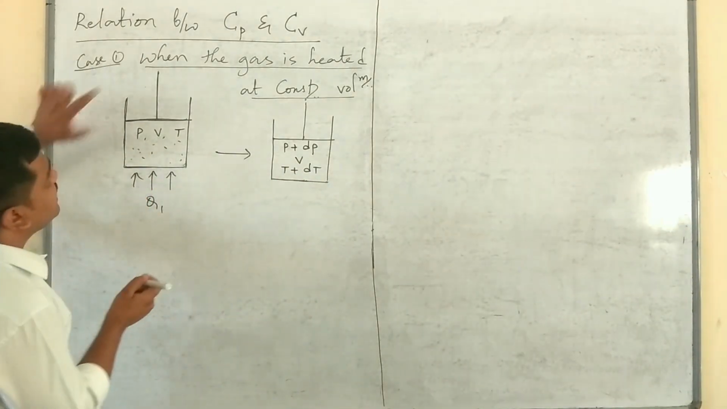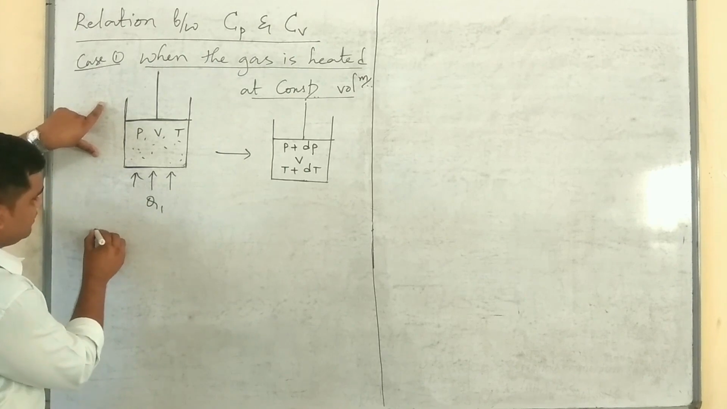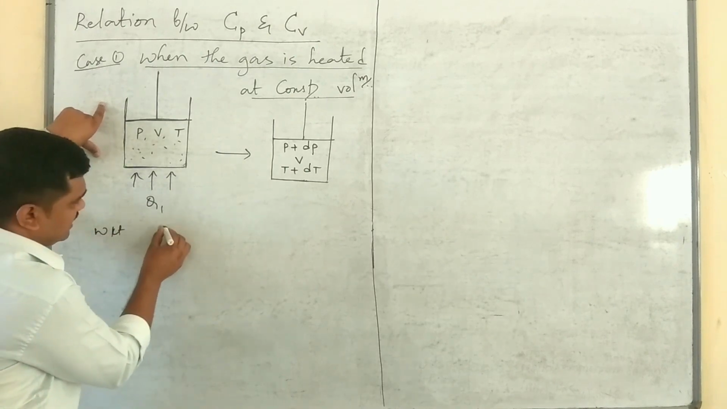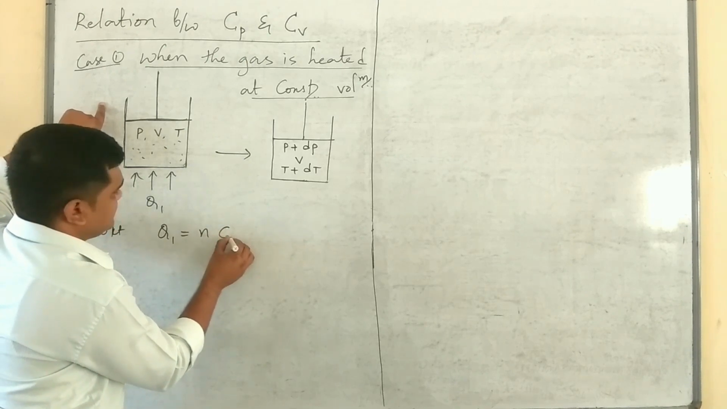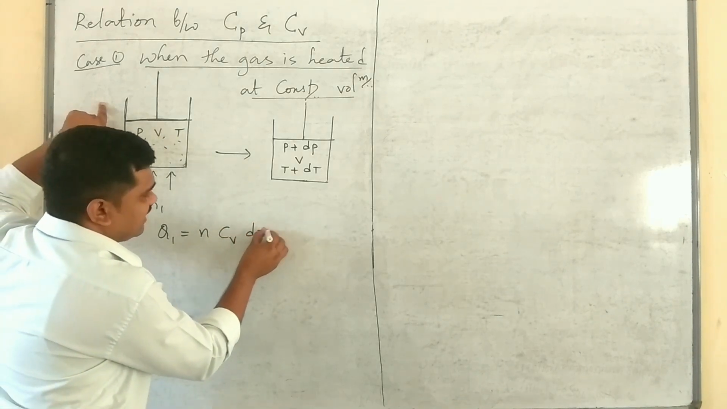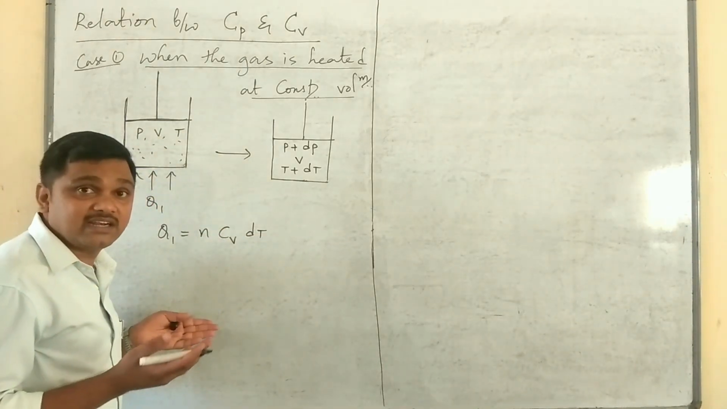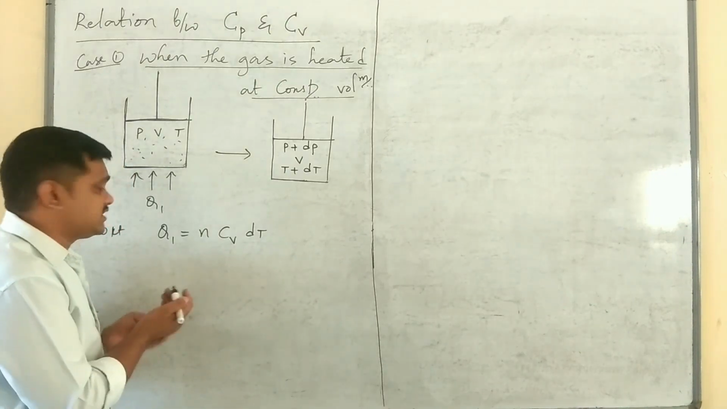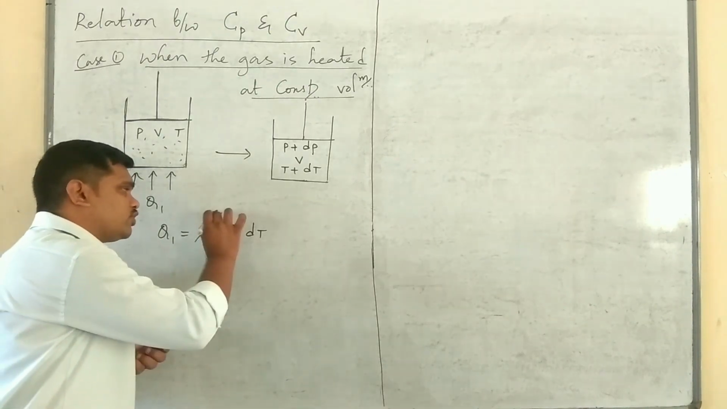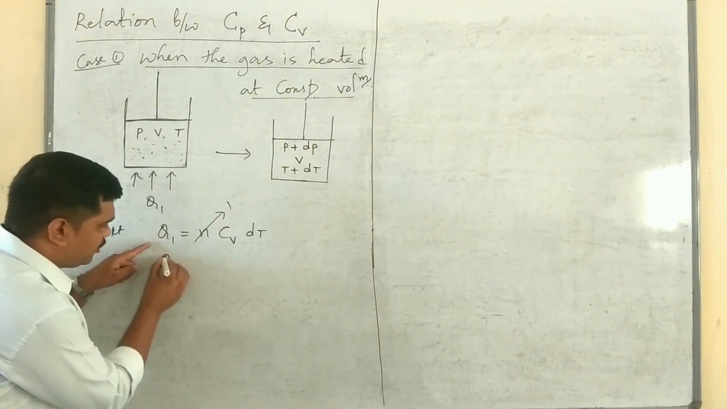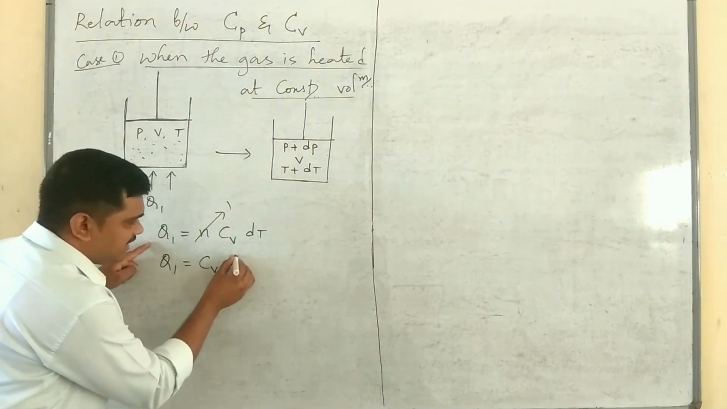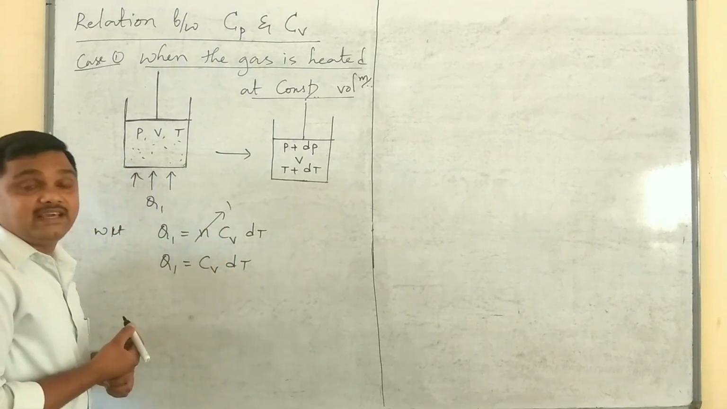Now here, what can we write? We know that Q1 is equal to nCv dT, or simply delta T also we can write, as I explained in the last class. n is equal to 1 mole, so n value will become 1, therefore Q1 will become Cv into dT.